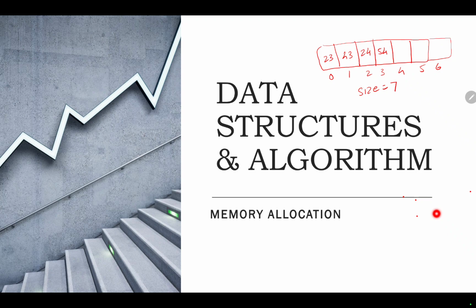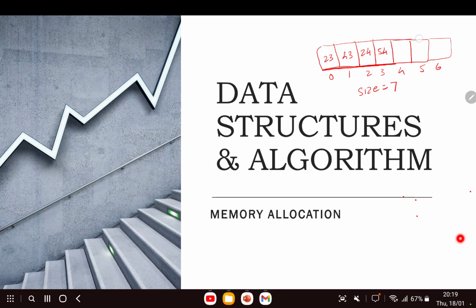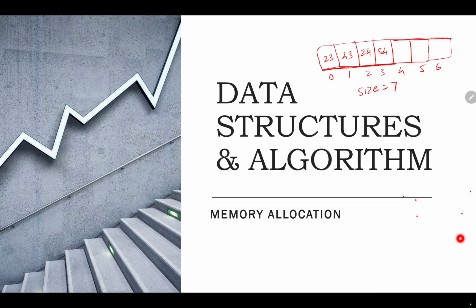Here I have used only 4 indexes, so I have used only 4 elements. What will happen to the other 3 indexes? I am not using them, so the memory is wasted here. So there is a requirement to lessen the length of the array from 7 to 4.